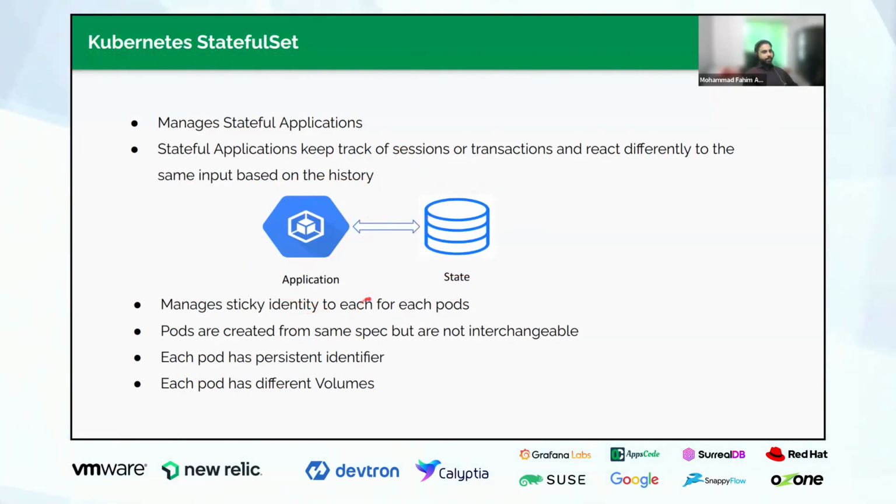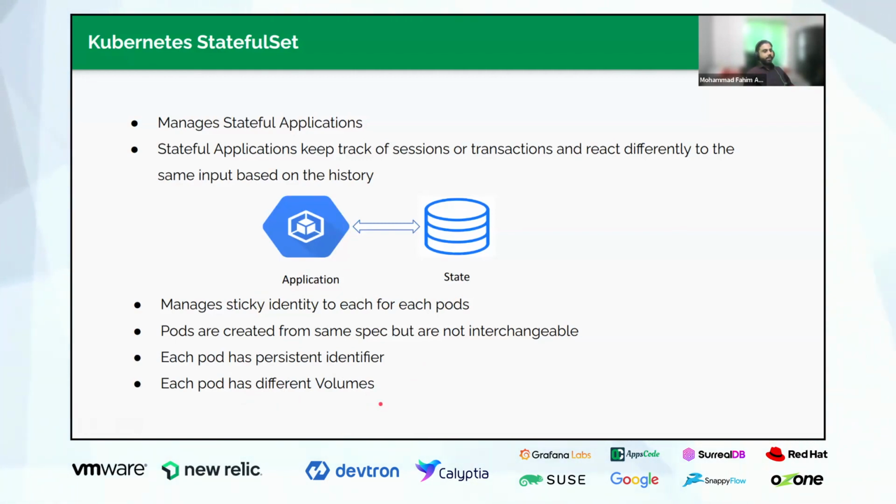Then StatefulSet manages a sticky identity for each pod. This is very useful because each pod is now uniquely identifiable. The pods are created from the same specification, same as a Deployment, but they are not actually interchangeable. You cannot interchange the pods that the StatefulSet creates. Also, as we said earlier, each of them has a persistent identifier. The persistent identifier is important to have a stable DNS name. So if there are 3 pods, they will have 3 different names, and they will stay the same until the life cycle of the StatefulSet.